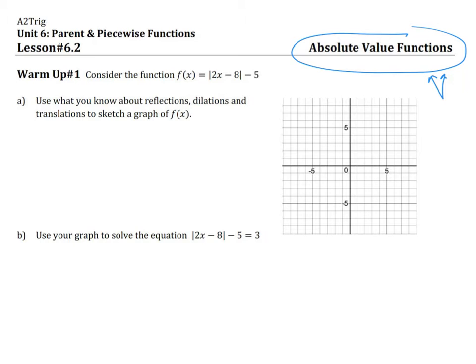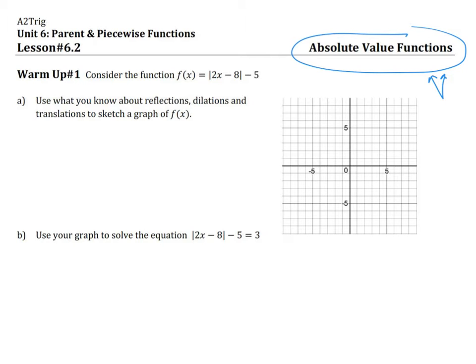So, warm-up exercise. You can go ahead and try to do this on your own, or you can do it with me. It says, consider the function f of x equals the absolute value of 2x minus 8, and then minus 5. Use what you know about reflections, dilations, and translations to sketch this graph.